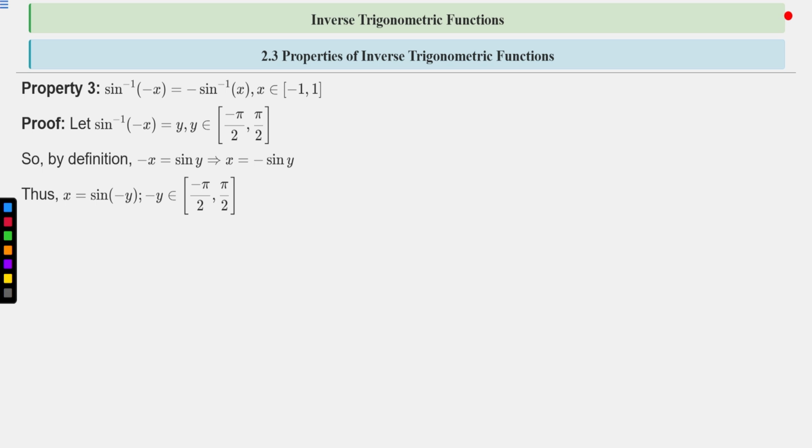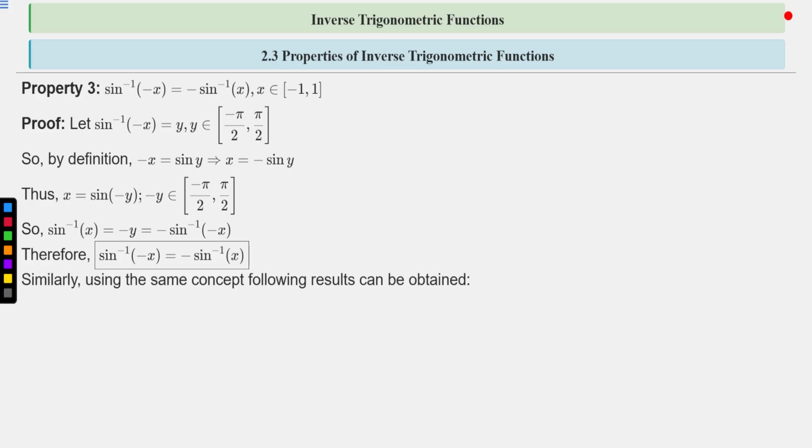Therefore minus y belongs to minus pi by 2 to pi by 2. See, if y belongs to minus pi by 2 to pi by 2, then minus y will also belong to minus pi by 2 to pi by 2. So we can say that sine inverse x will be equal to minus of y, and it is equal to minus of sine inverse minus x. Therefore, sine inverse minus x is equal to minus of sine inverse x.